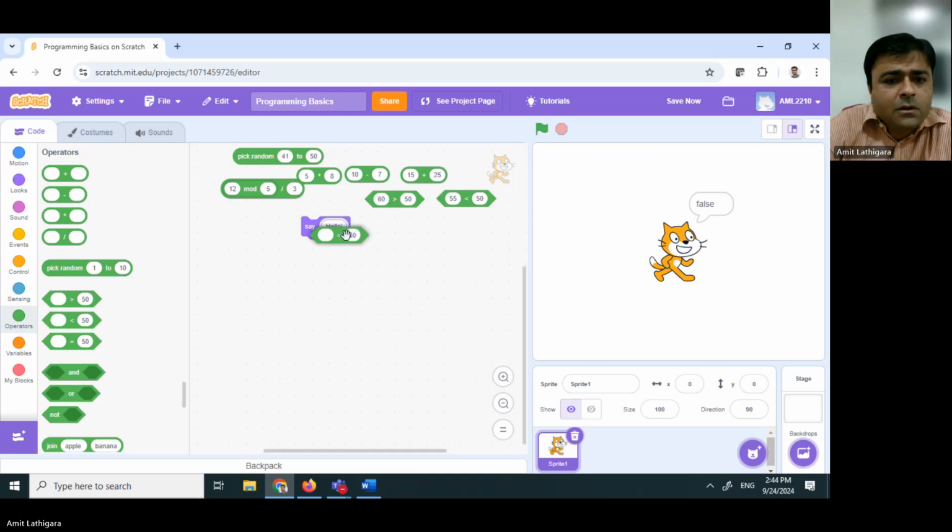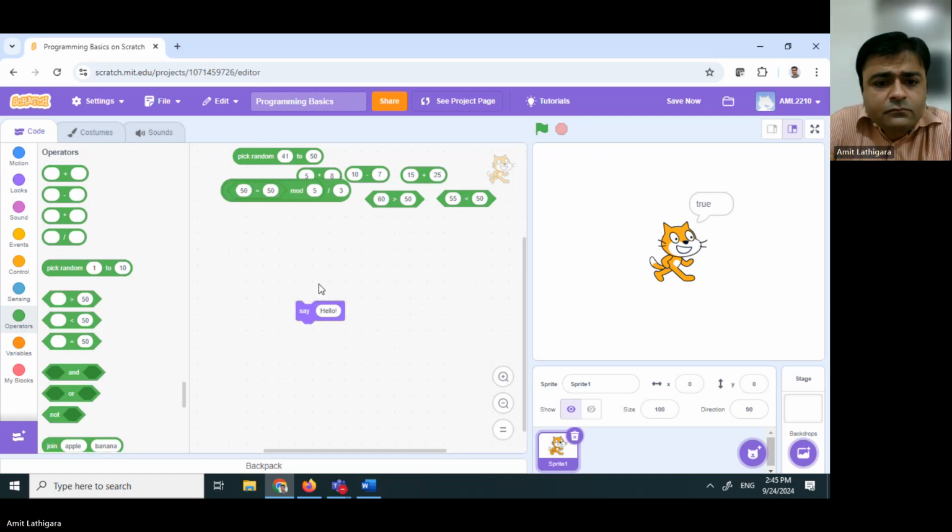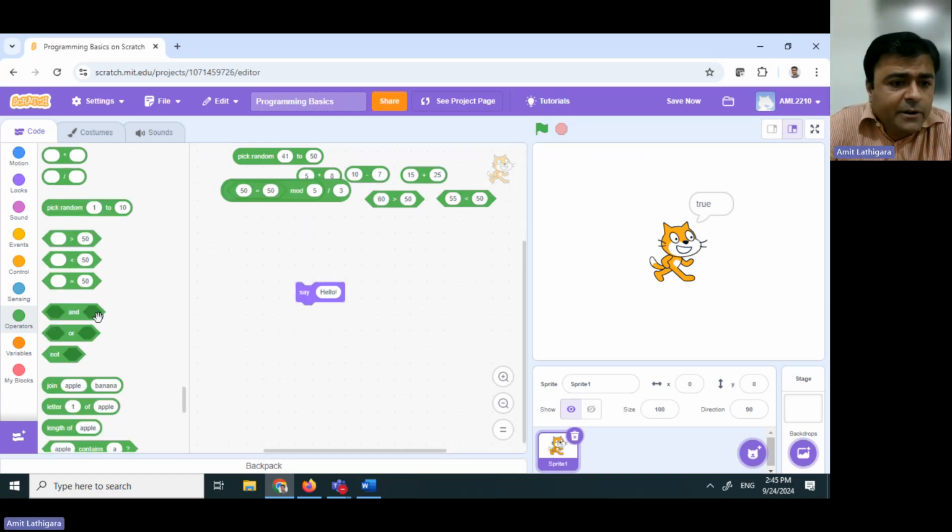Equal, say 40 and 50 both are equal, so answer is false. Let's have 50 and 50 on both sides, so answer is true. So this is a relational operator. Next is logical operator.